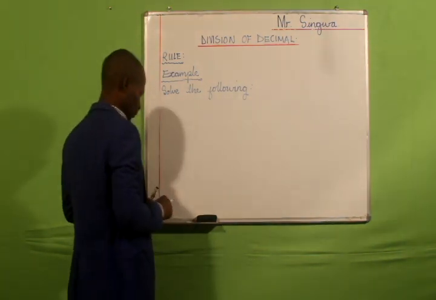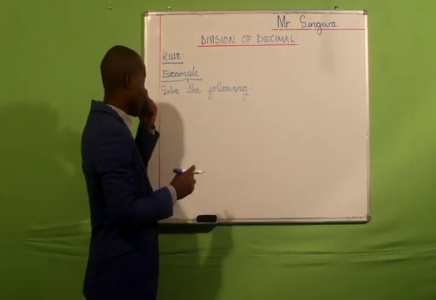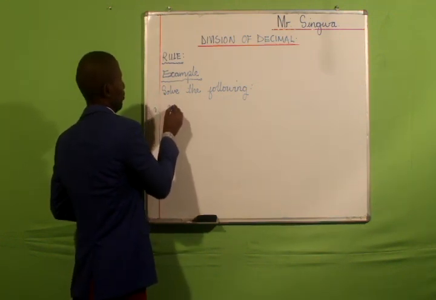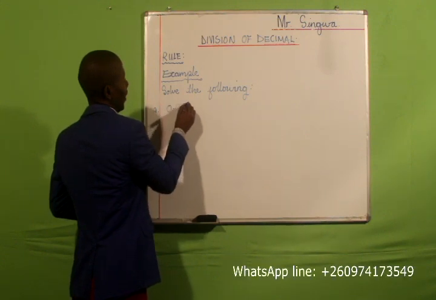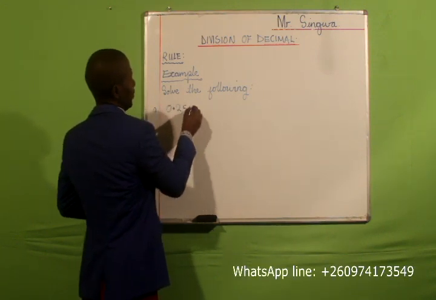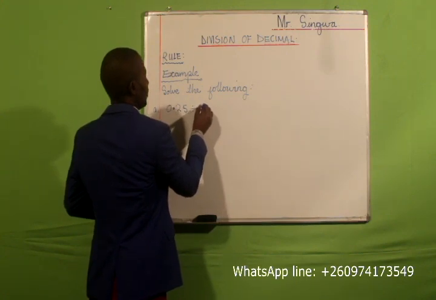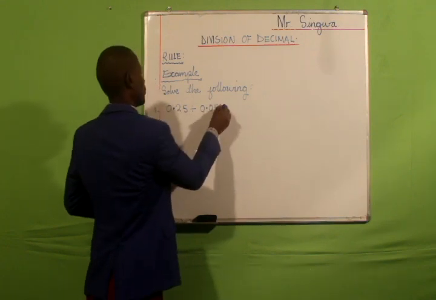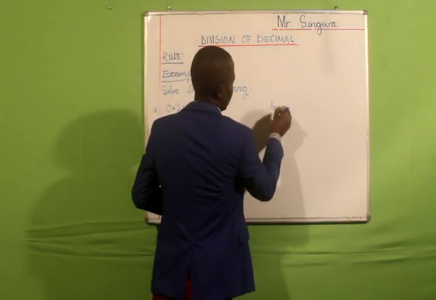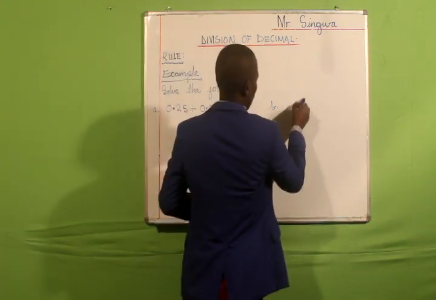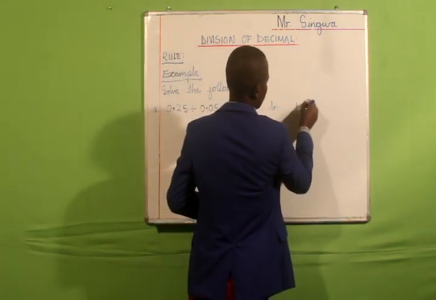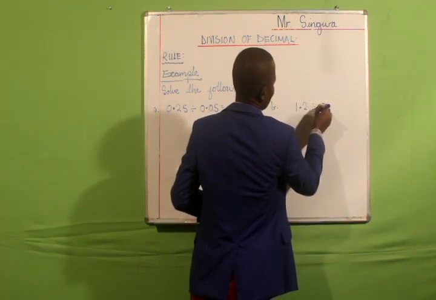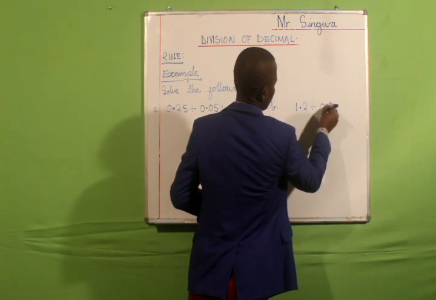Solve the following. It might be given numbers like 0.25 divided by 0.05. Okay, another one, you may be given 1.2 divided by 0.2.